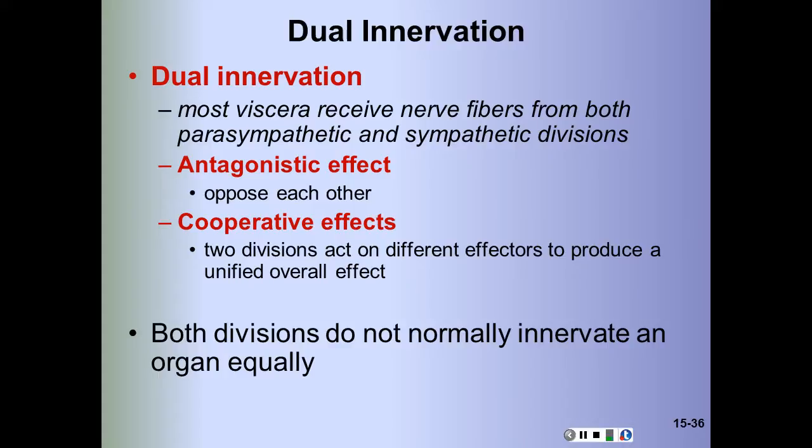Now with the cooperative effects, that occurs when the two divisions act on different effectors to produce a unified overall effect. For example, in salivation, you have parasympathetic fibers that are going to stimulate the serous cells of the glands, while sympathetic fibers are going to stimulate mucous cells of the same gland. Now unequal influence also occurs, such as in the wall of the digestive tract, where the parasympathetic fibers predominate, or the ventricles of the heart, where the sympathetic input predominates.